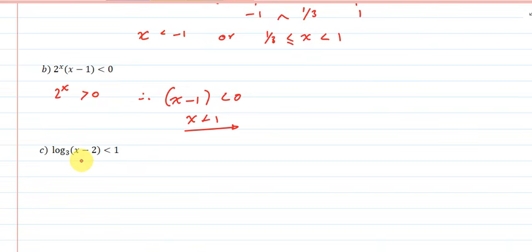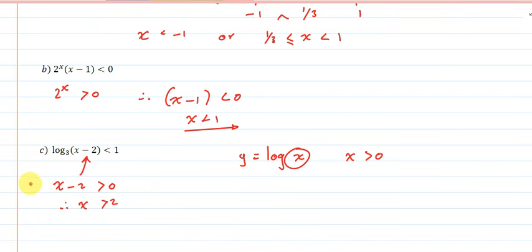Log of (x minus 2) base 3 is less than... Now when you have a log function, if you have y is equal to log x, the domain of a log function is always greater than 0. So in this case, the argument of the log function, x minus 2, is greater than 0. Therefore, x is greater than 2. That is one part. And now we have to go and actually solve.